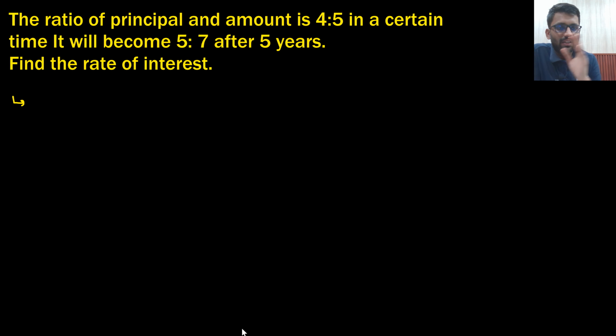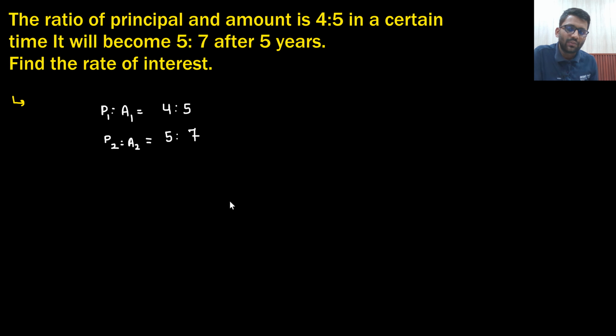You can apply the equations here on your own. I will just give you the intuition. So your principal to amount ratio is 4:5. After some time it will become 5:7, principal to amount only. Let's try making these values the same. Basically, I want to make my principal the same. So what will I do?